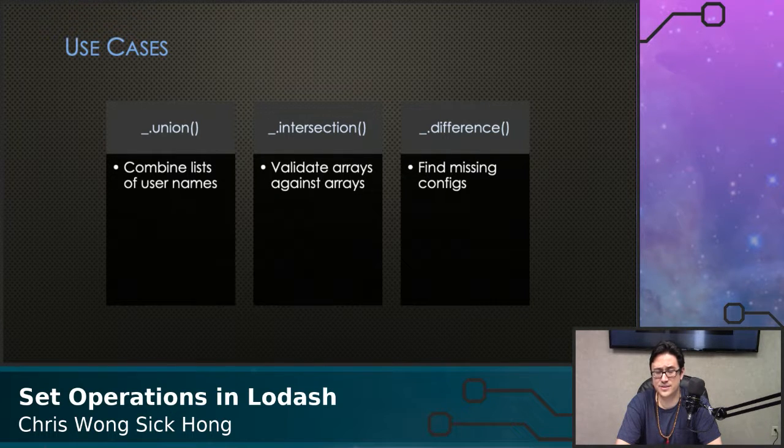And difference, to show you the difference of something, can be used to find missing configs or to make sure you have all the data you need for certain things to happen in your program. And in JavaScript, because of the lack of typing and compile time checks, that can be a bit useful to put in there so you don't break as much as you thought.